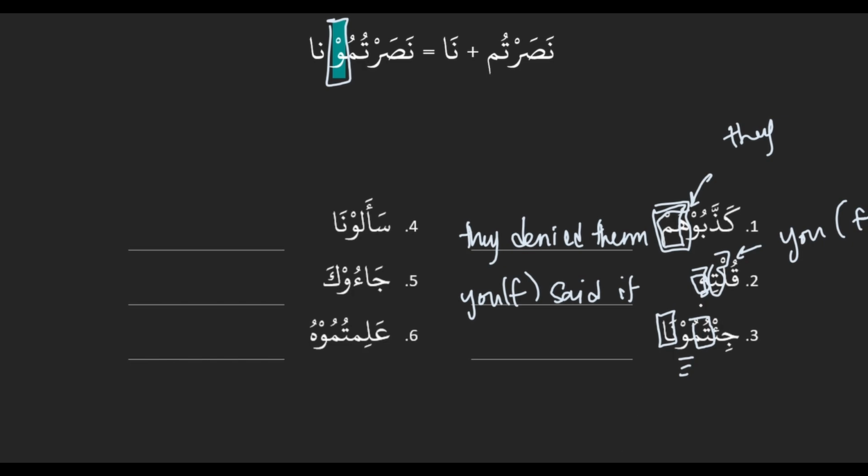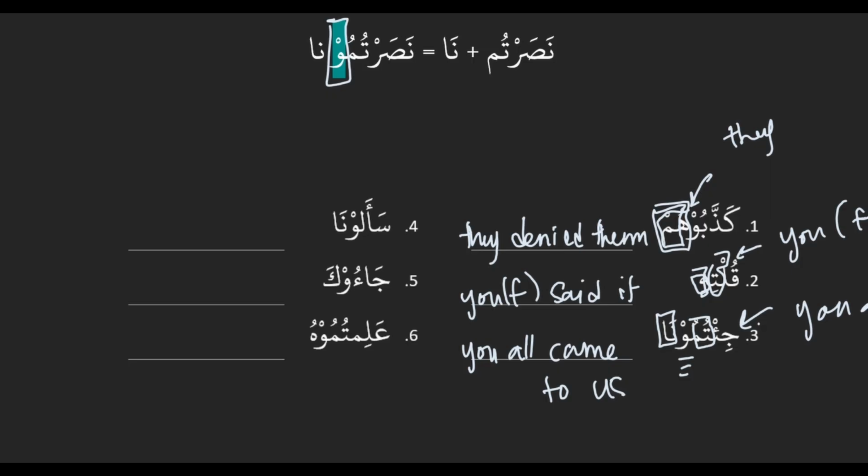So the doer here is tum, you all. Right, you all. So how are we going to translate this all together? Doer, action, receiver. You all came to us. Good. You all came to us.